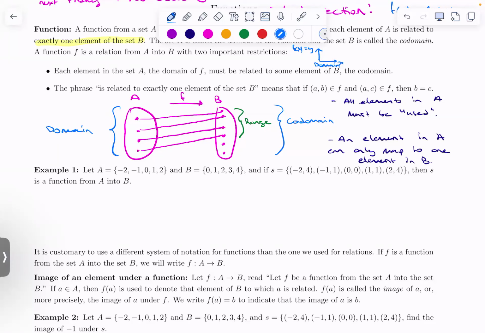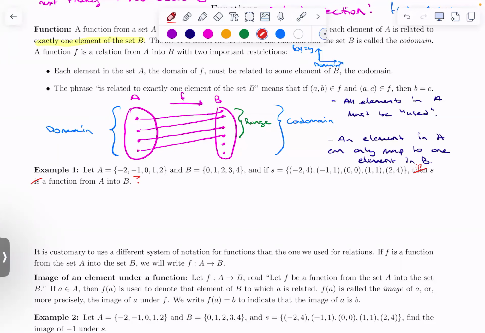So if we start off nice and slow here, if we have the set A is -2, -1, 0, 1, 2, and B is 0, 1, 2, 3, 4, then we can define S as this relation. We could determine if S is a function from A into B. Maybe this should say, is S a function from A into B? Let's do that instead. It is. It says so.